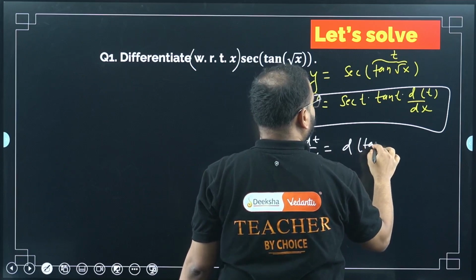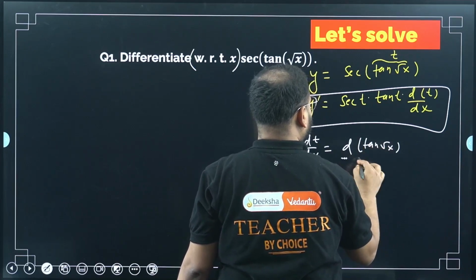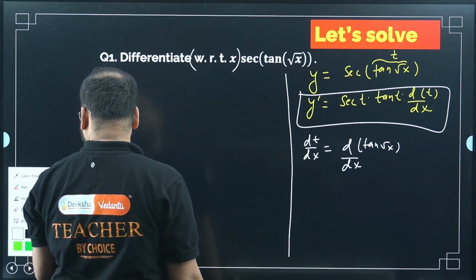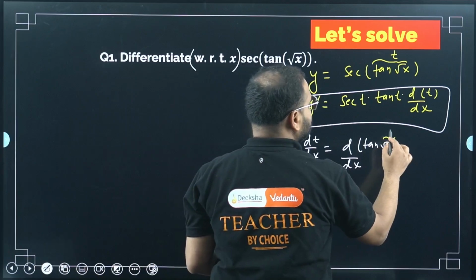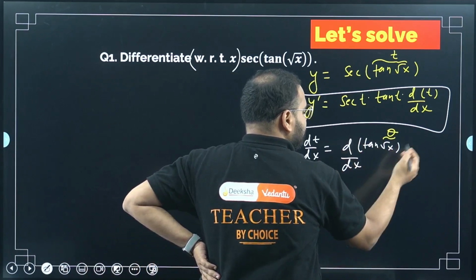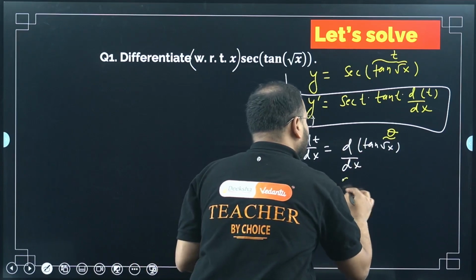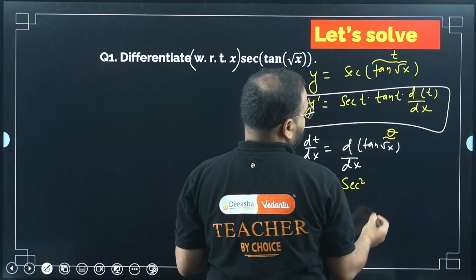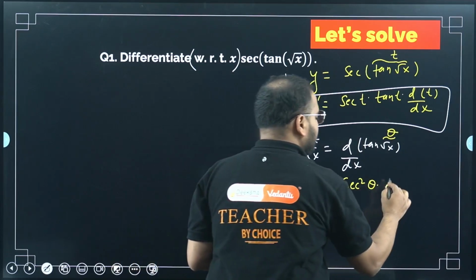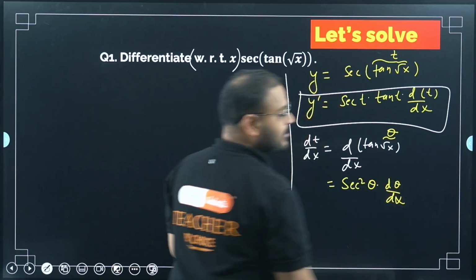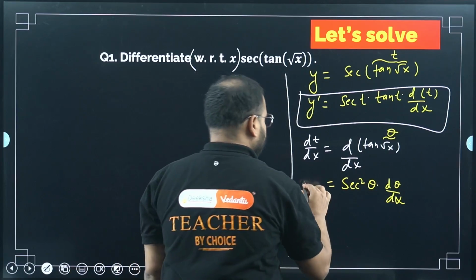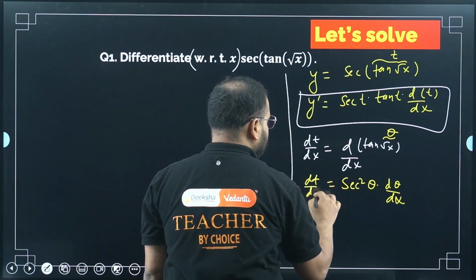So my dt by dx will look like this: differentiation of tan root x by dx. Confused, sir? Please check. I can take this as theta also. This will become simply tan theta. What is the derivative of tan theta? Sec square theta. I'll write sec square theta. What is theta? So write theta only, and then d theta by dx. Again chain rule. Why, sir? Because we have to do this again. Please check, this is my dt by dx.